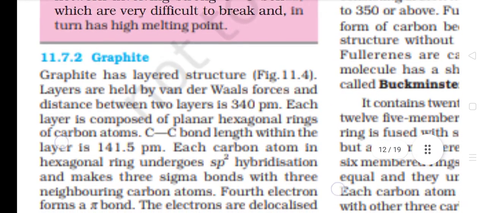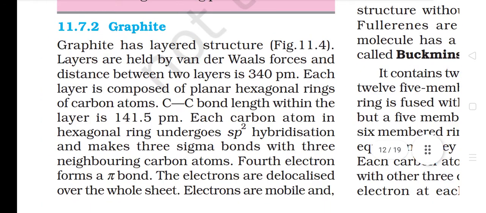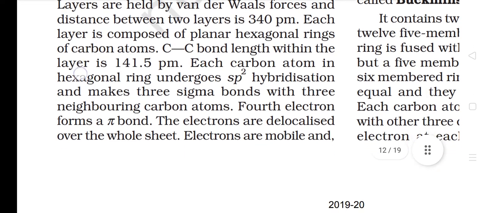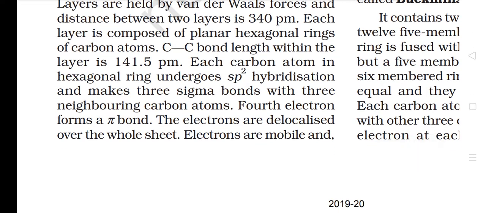11.7.2 Graphite. Graphite has a layered structure. Layers are held by van der Waals forces, and the distance between two layers is 340 picometer. Each layer is composed of planar hexagonal rings of carbon atoms. The C-C bond length within the layer is 141.5 picometer. Each carbon atom in the hexagonal ring undergoes sp2 hybridization and makes 3 sigma bonds with 3 neighboring carbon atoms. The fourth electron forms a pi bond. The electrons are delocalized over the whole sheet.